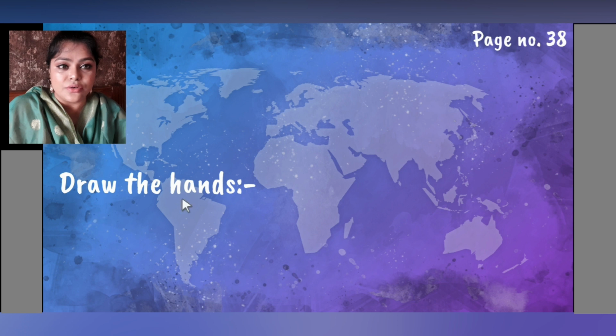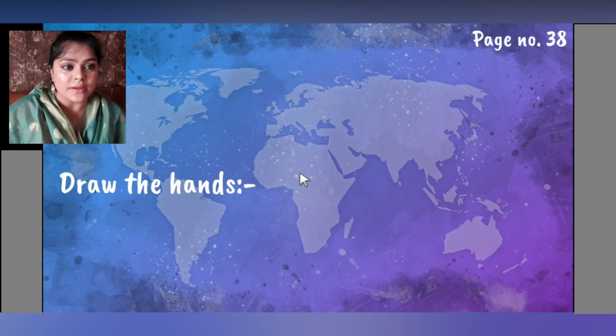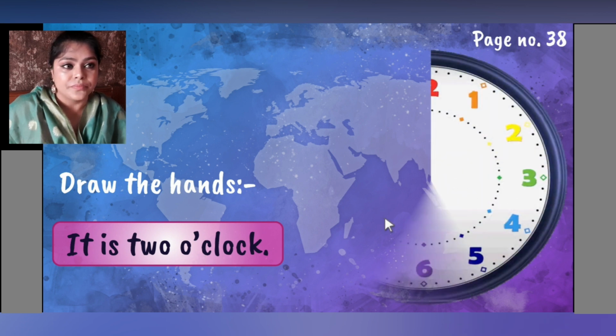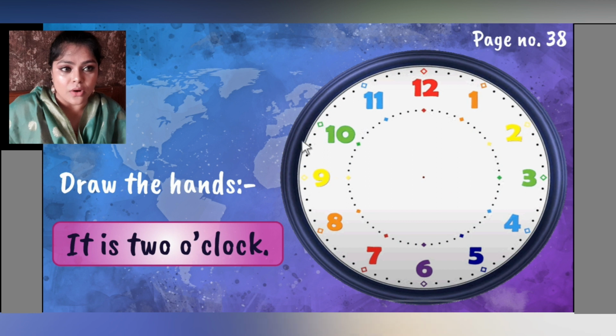Now see the question here: draw the hands. Now you have to draw the hands, minute hand and hour hand. Okay, let's see. It is 2 o'clock. Now let's see the watch. Now this is your watch. Now you have to draw the hour hand and minute hand.